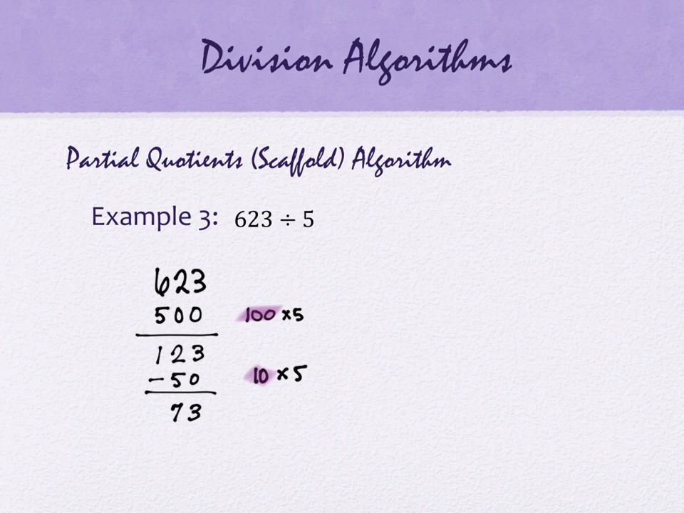And I asked myself, can I subtract 50 again? Yes, the answer is yes, so I do it again. So this is another 10 times 5. Again, feel free to just write the 10 down if you wish. And I subtract this and get 23. Can I subtract 50 again? No. Now I'm kind of out of space, so I'm going to start a new column, but you could continue on down if you have the space to do so.